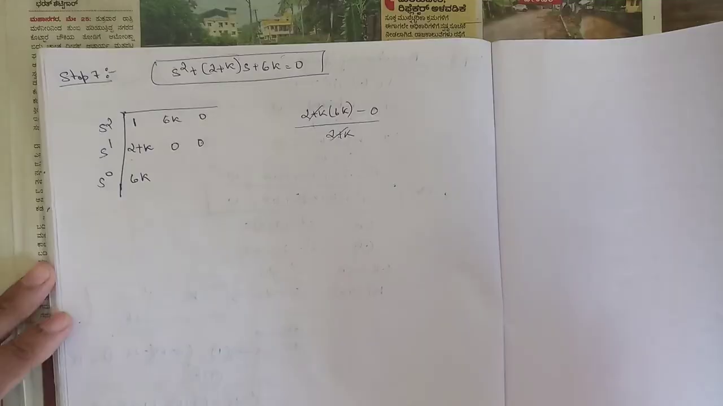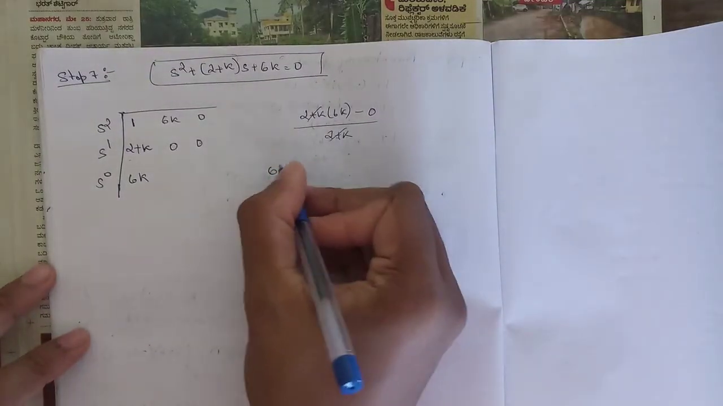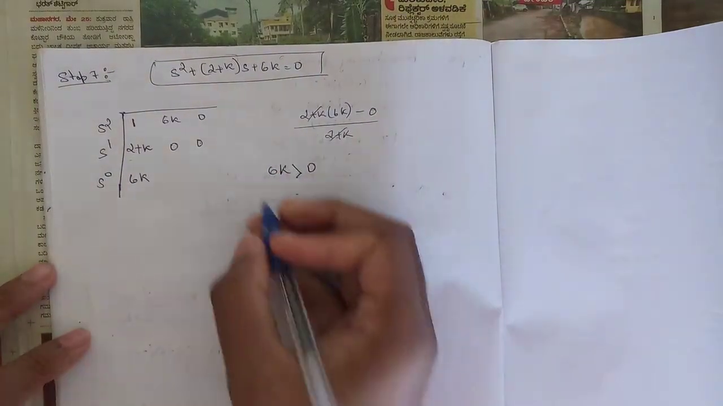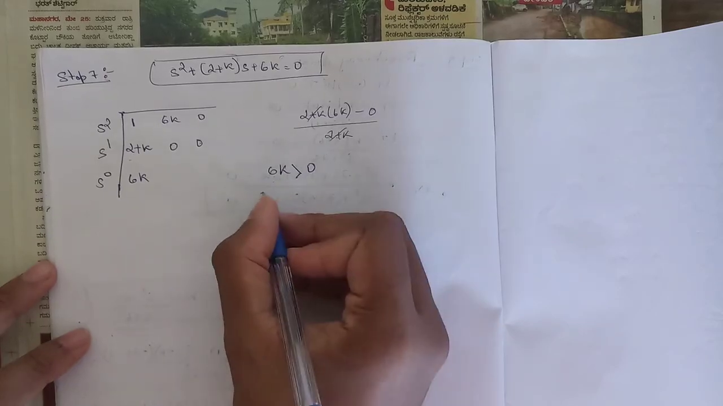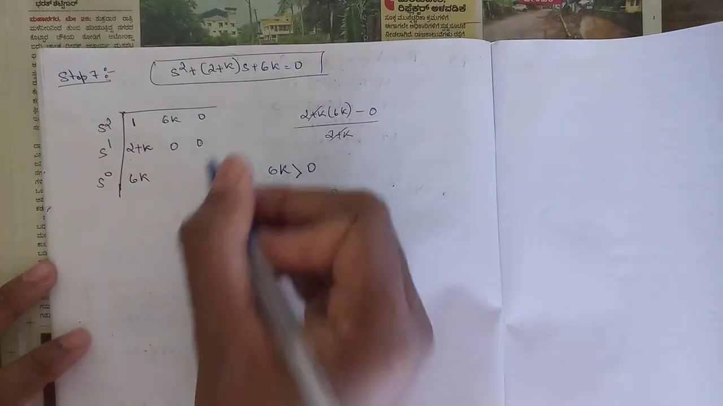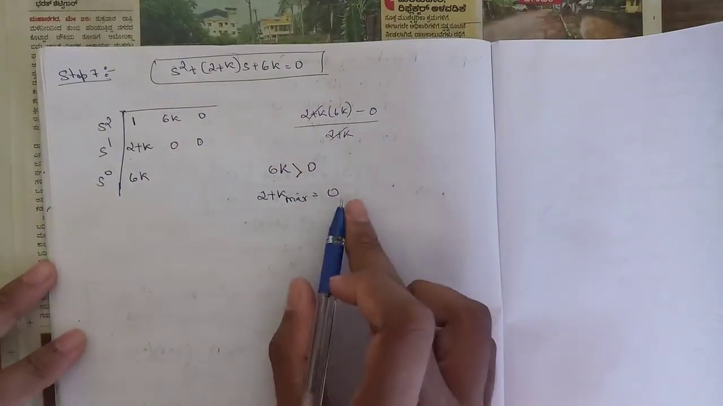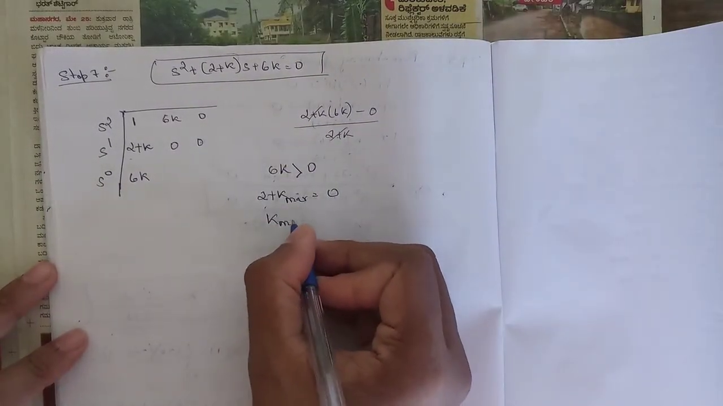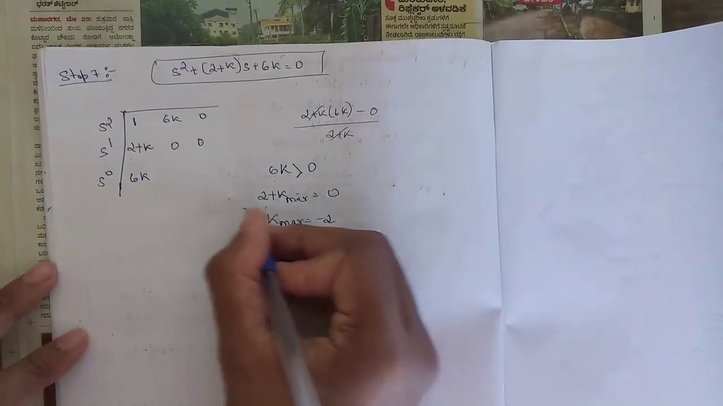Now this is the Routh array obtained. For this we know that 6k should be strictly greater than 0. That's why the above row element, that is 2 plus k, is replaced by k marginal in order to make that row zero. So we need to equate this term equal to 0. Our marginal value obtained is equal to minus 2.